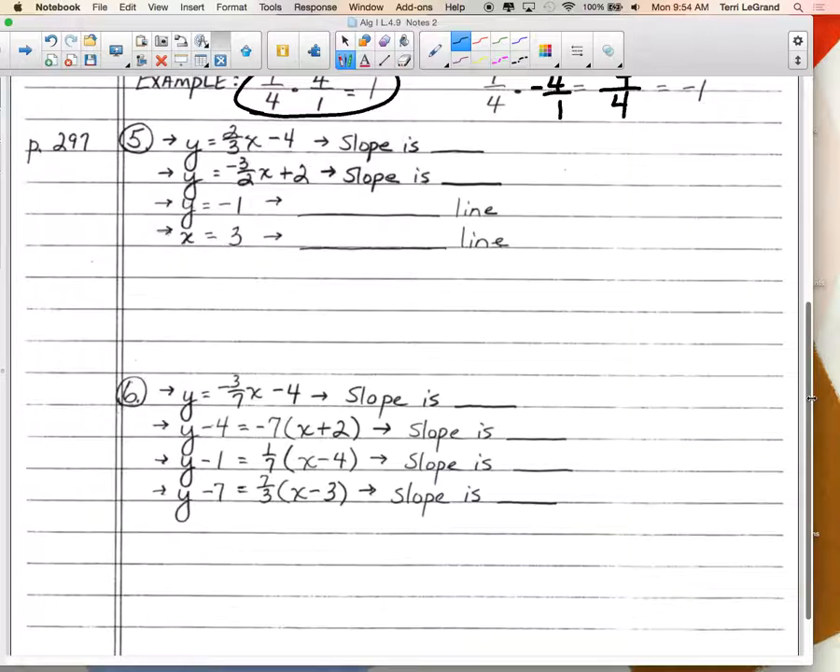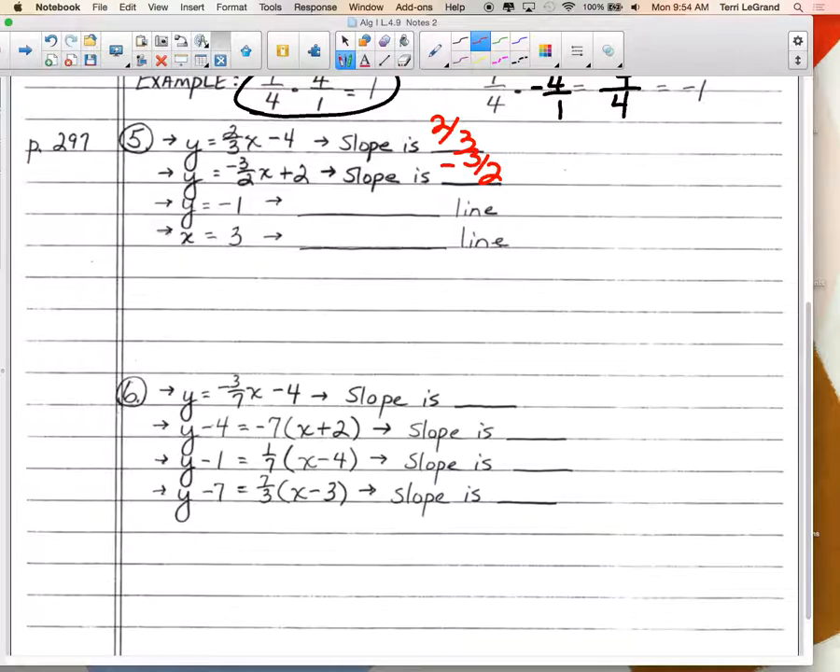So when we are looking for perpendicular, do we have to worry about the y-intercept? No. What do we only care about? Slope. We only care about the slope. Our first equation is given to us in slope-intercept form, so what's the slope? 2/3. Our second equation is given to us in slope-intercept form, so what's its slope? -3/2.